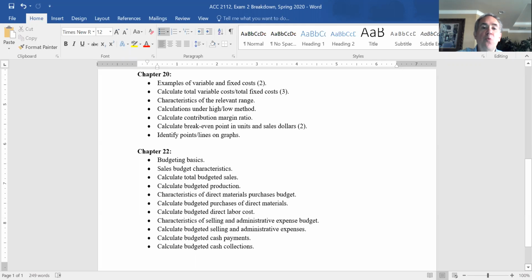Then to identify points and lines on graphs. I will give you a graph. Identify a point such as the break-even point. Identify lines such as total revenue, total variable cost, total fixed cost.